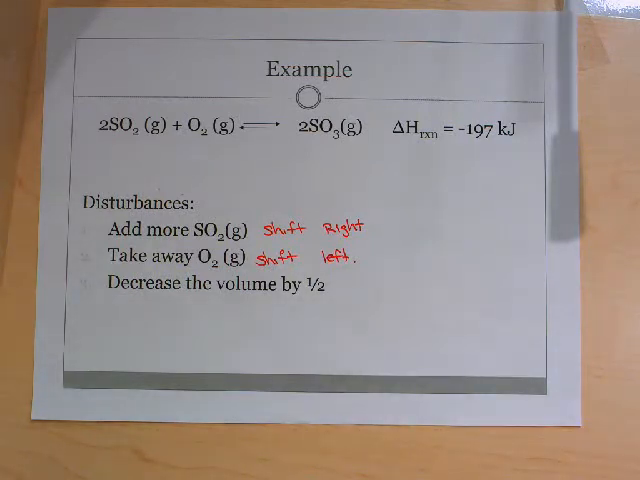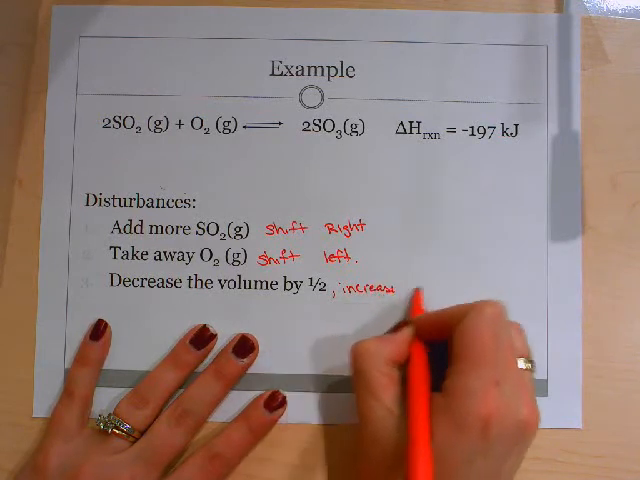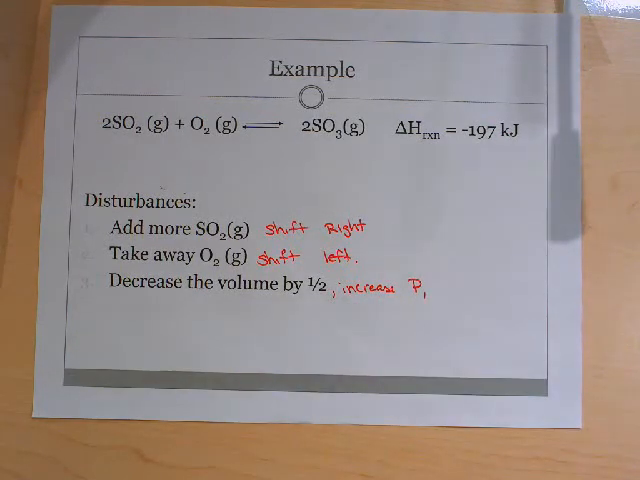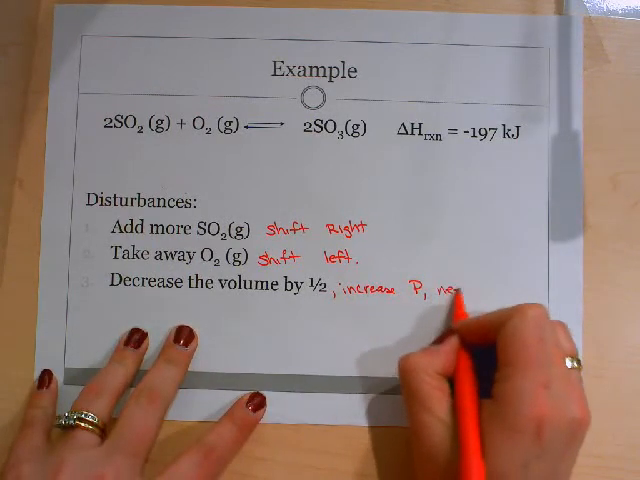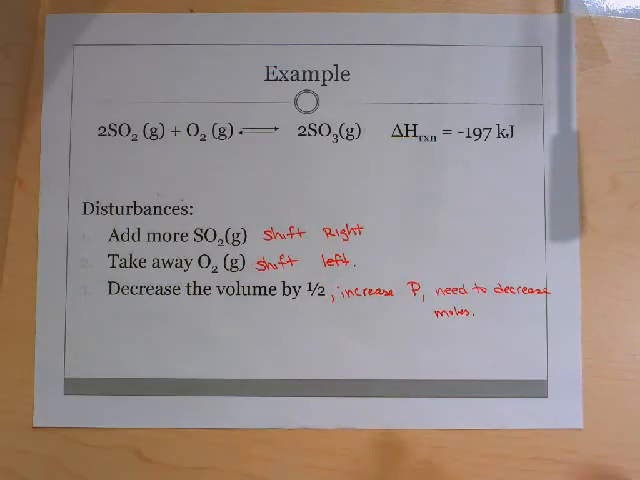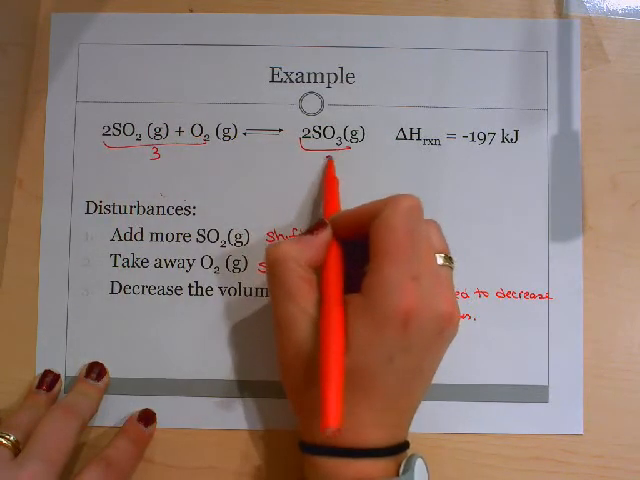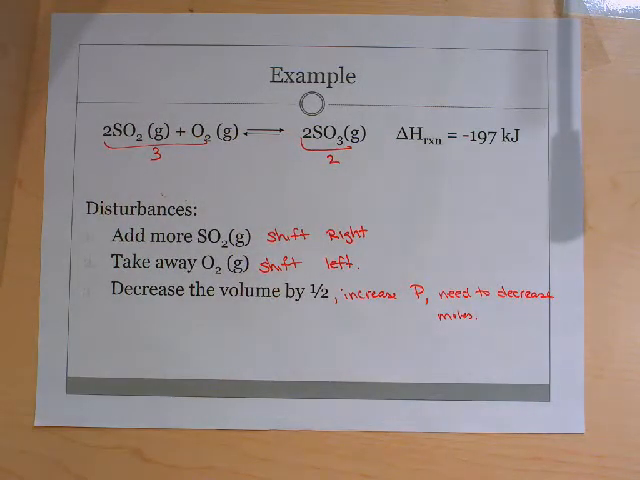Let's talk about decreasing the volume. If I have decreased the volume, I've done what to the pressure? Okay. So what do I need to do to the moles? I need to decrease the moles, right? So which way should I go? Right, this side has 3. This side has 2. So I'm going to go to the right in this case.